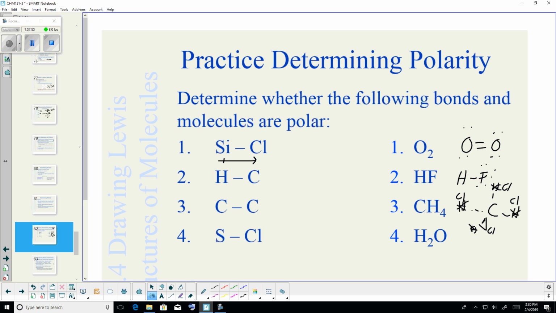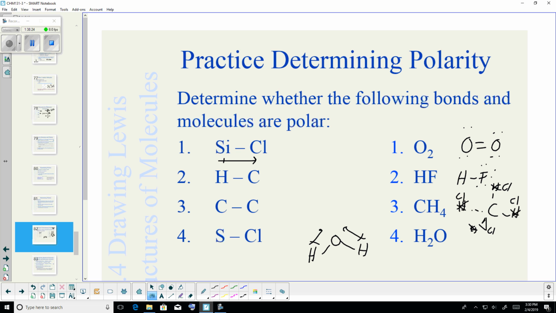If I look at water, remember we said water is bent. Oxygen's more electronegative, so we're going to have a dipole in this direction and a dipole in this direction. So the oxygen is pulling the two hydrogens, water is polar. Never ever forget water is polar because the north and south poles are made out of water.